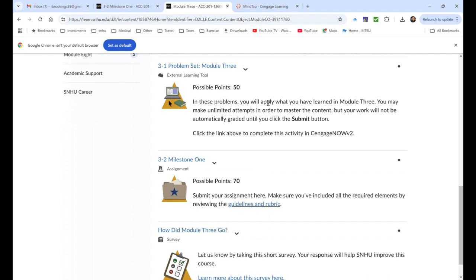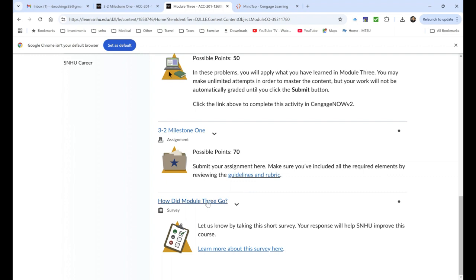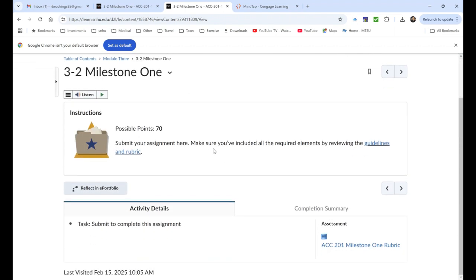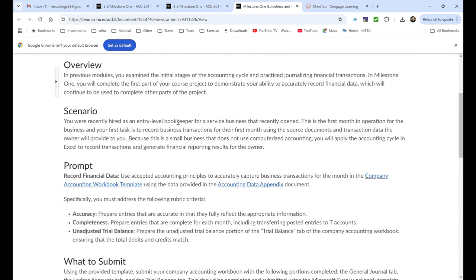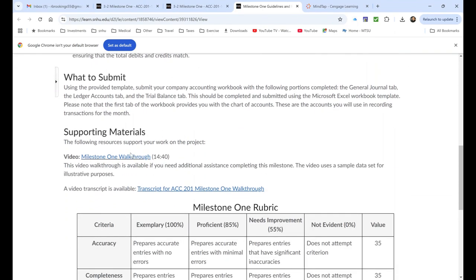And I don't know if this will show up. Unfortunately, it won't download this, but if you look at milestone one, this is sort of guidelines and rubric. Here you have milestone one walkthrough. It's a 14, almost 15-minute video. But I would recommend that you look at this. And what's going to happen is you're going to have a spreadsheet that you're going to fill in. And that is the goal.